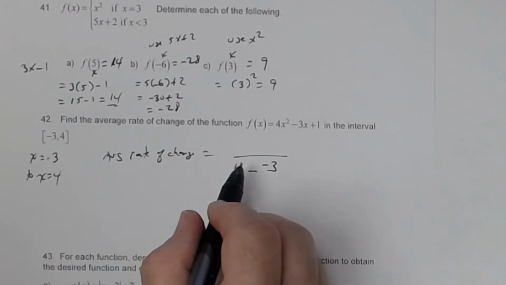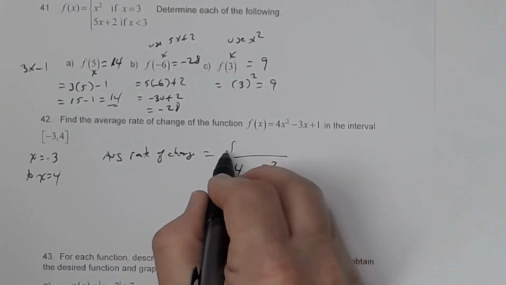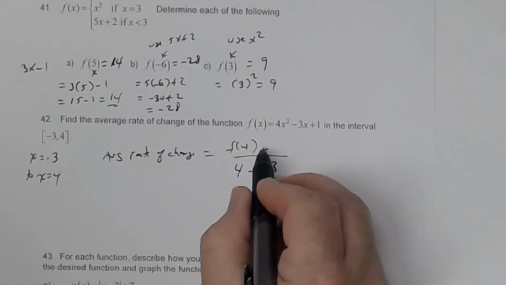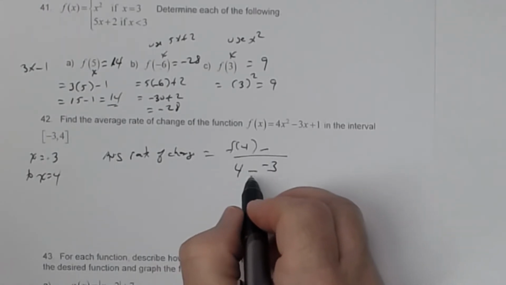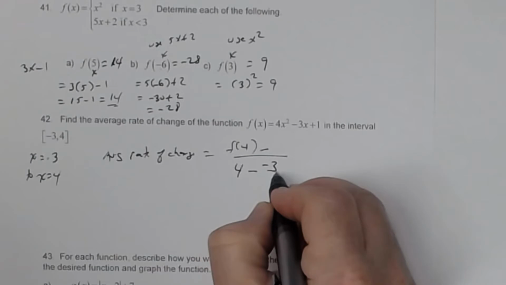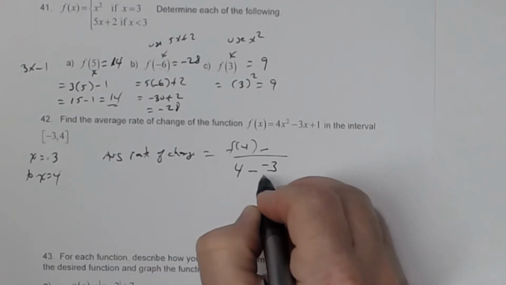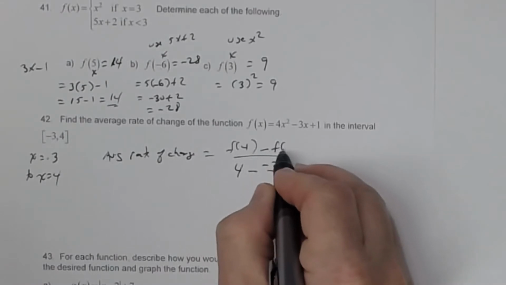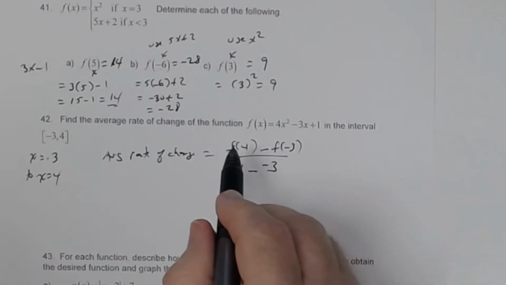But if you're going to put 4 first, you have to find the y value associated with 4. So you're going to go up here and say, I'm going to find f of 4. Then I'm going to subtract. Remember, slope is change in y over change in x. Then you're going to subtract the y value associated to x equal negative 3. So that means you're going to find f of negative 3. So that's what you have to write.